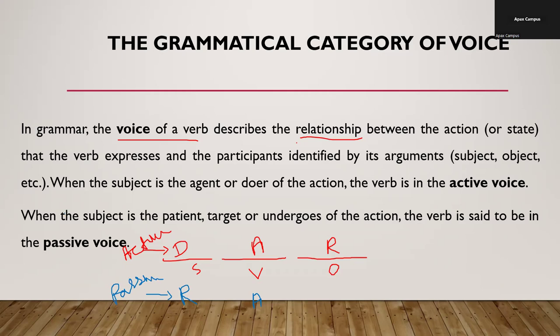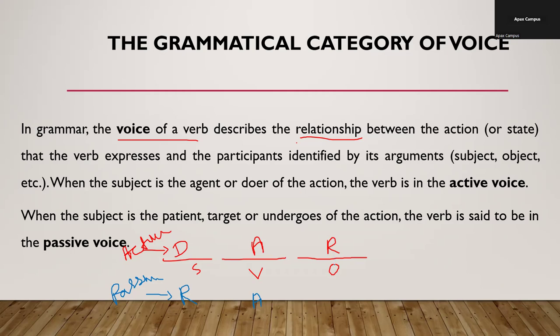Okay, so that's the idea given here. When the subject is the agent or doer of the action, the verb is in the active voice, like this in red. And when the subject is the patient or target, or undergoes the action, that means the recipient, the verb is said to be in the passive voice, as I have indicated in blue color. So for example, the cat chased a rat. The cat is the doer, chased is simple past tense, a rat is the recipient.